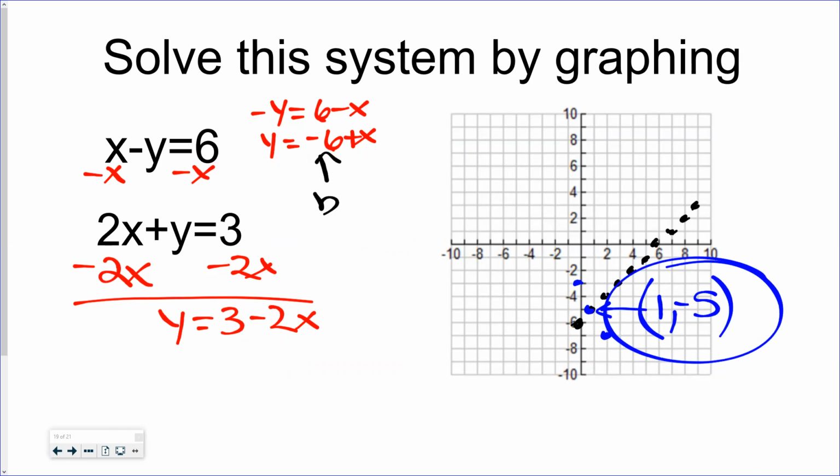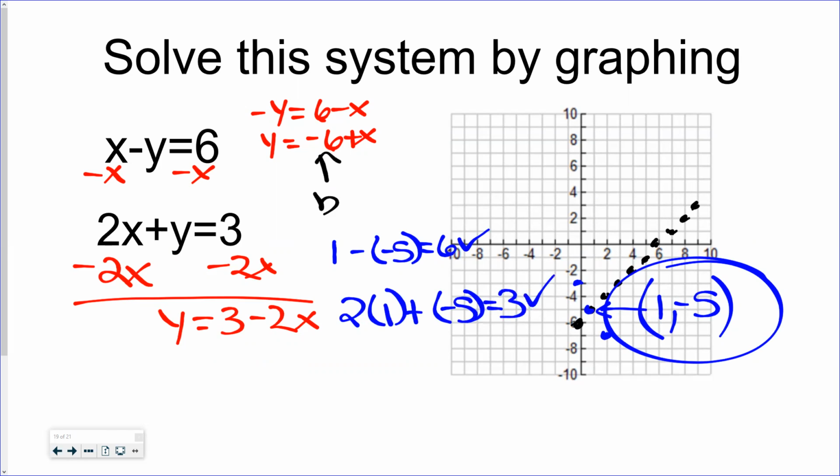Now, if you're wondering, well, Ms. Bernard, how can I check this? You can still check it the same way that we checked the other one by putting your coordinate back in. So in this first one, we would see that 1 minus negative 5 does equal 6. And then 2 times 1 plus negative 5 does end up equaling positive 3. So that's our way to double check our solution.